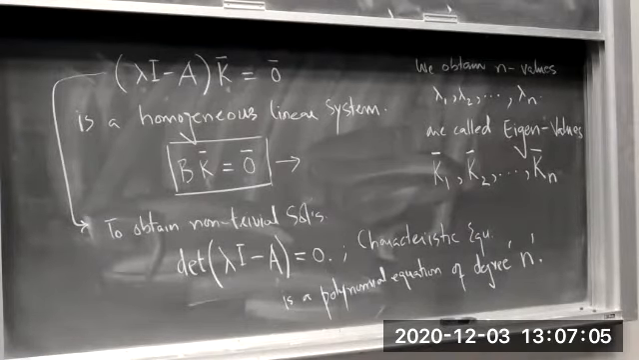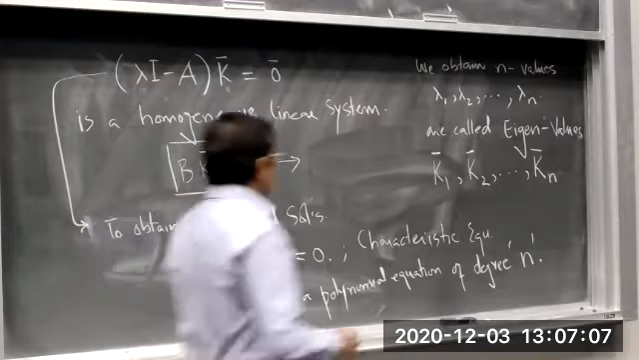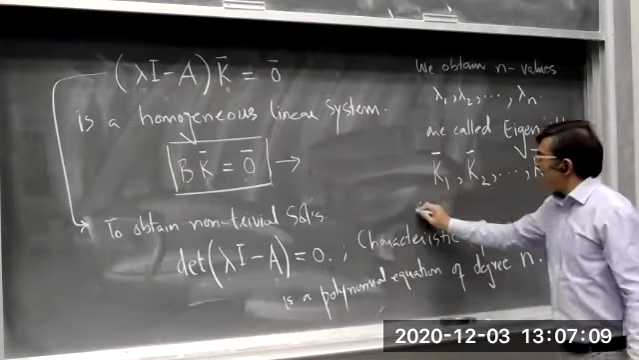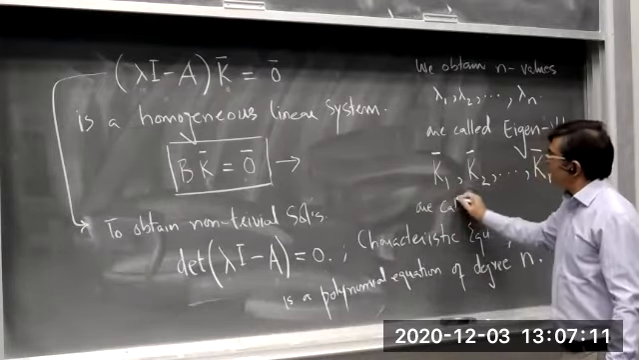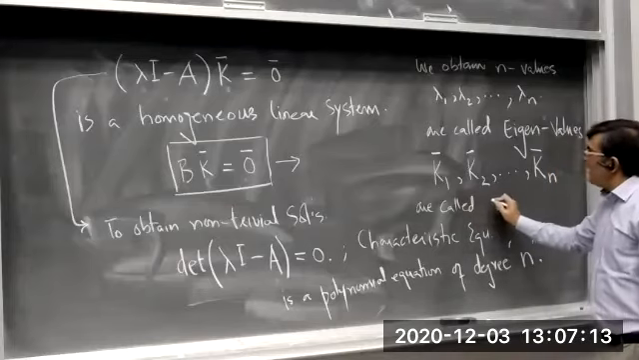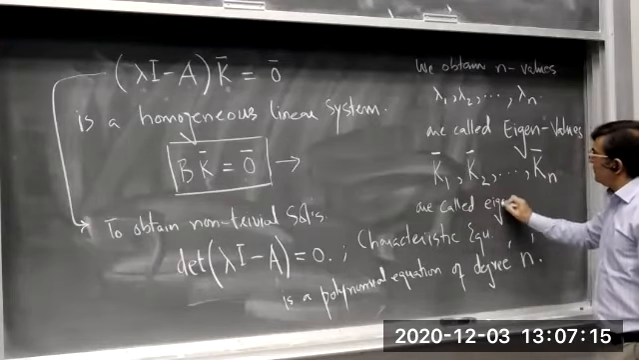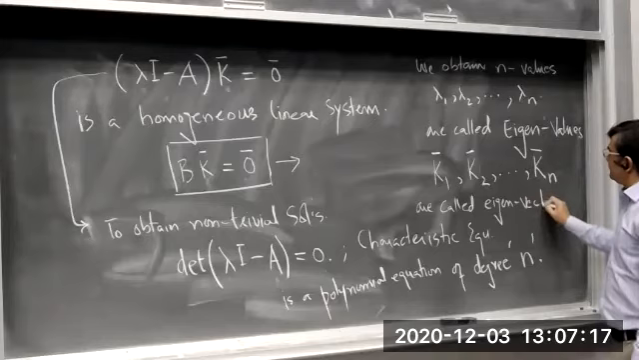Let me have the chalk. These vectors are called eigenvectors.